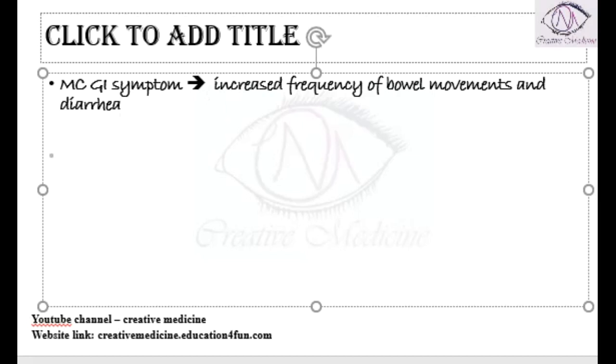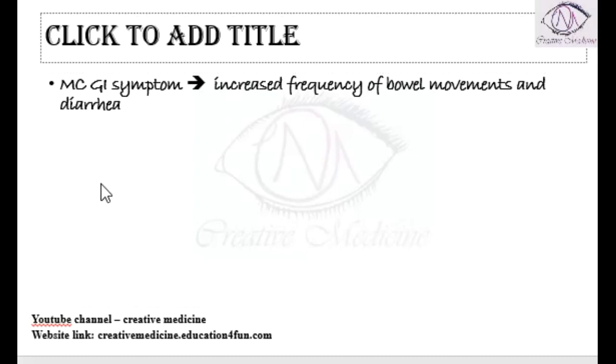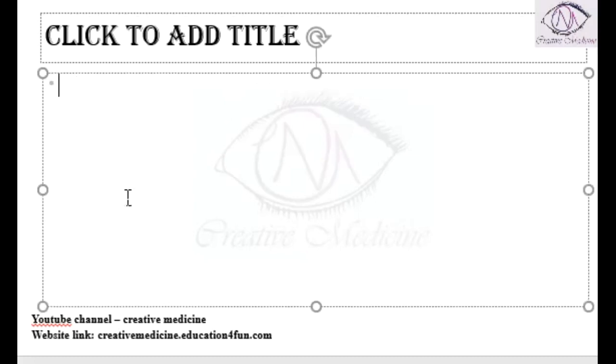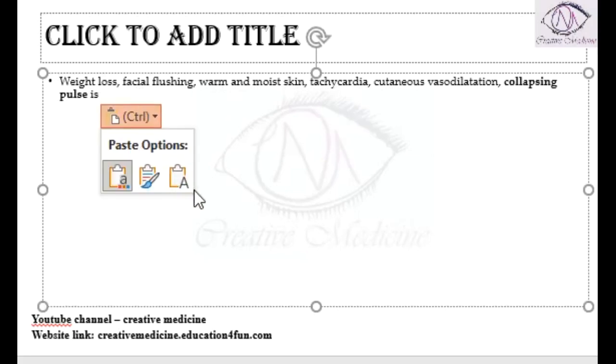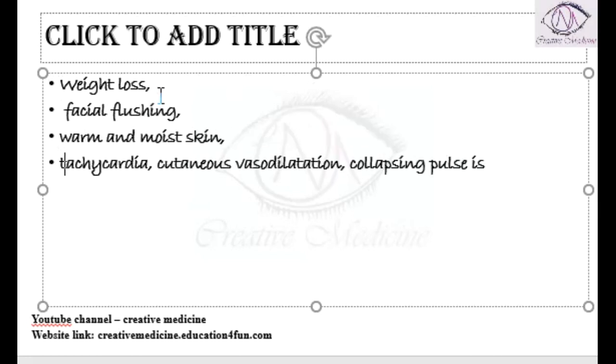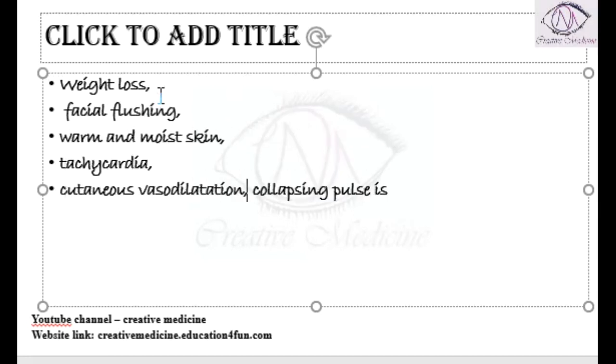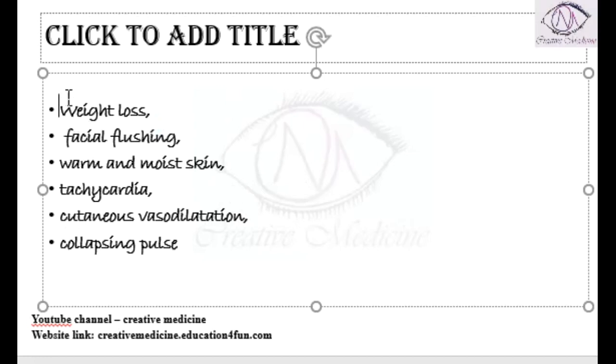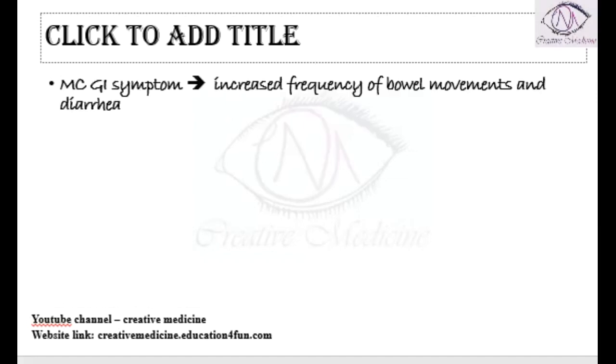Then in Graves' disease, the patient also presents with some cardiovascular symptoms. Other symptoms are also seen, like the patient will definitely have weight loss. There can be facial flushing, warm and moist skin with tachycardia, cutaneous vasodilatation, and collapsing pulse, which are sometimes seen on examination. So on examination, you can see weight loss, facial flushing, warm and moist skin with tachycardia and cutaneous vasodilatation.